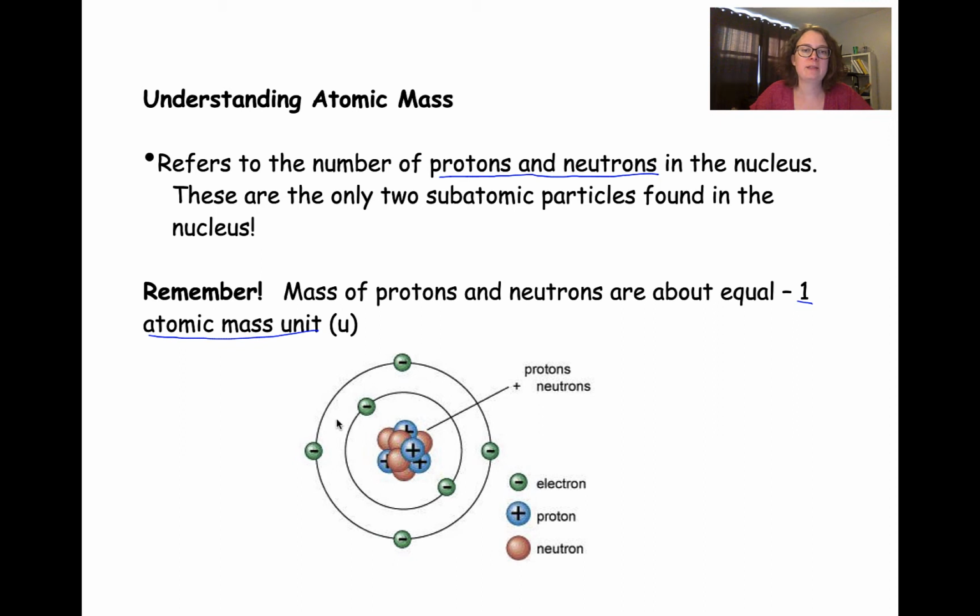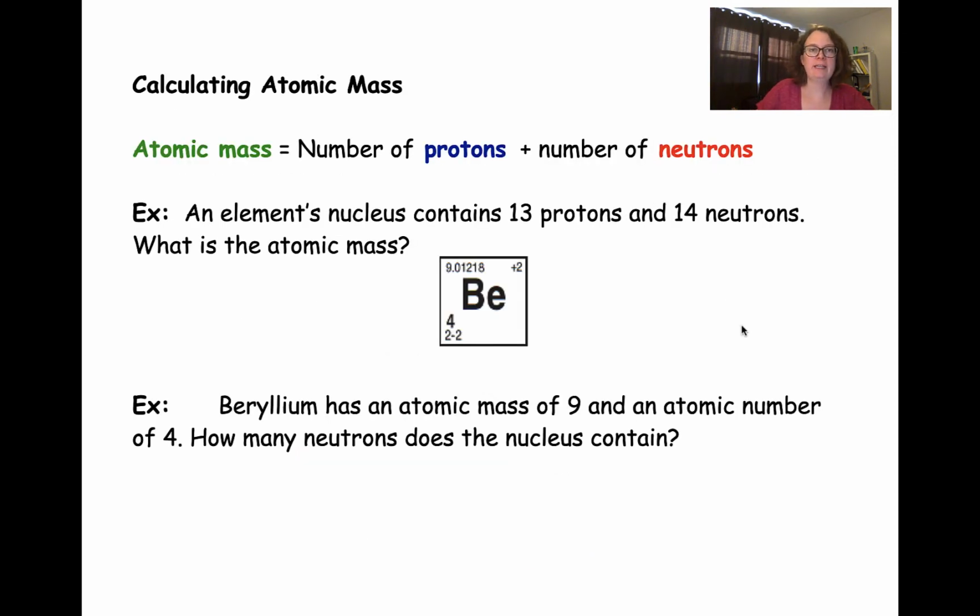So our atomic mass will tell us how many protons and neutrons we have around and how massive our atom is. And here we're only going to count our protons and our neutrons because they're the only ones that really have mass. So we calculate that atomic mass by adding up the number of protons and the number of neutrons that our atoms have.